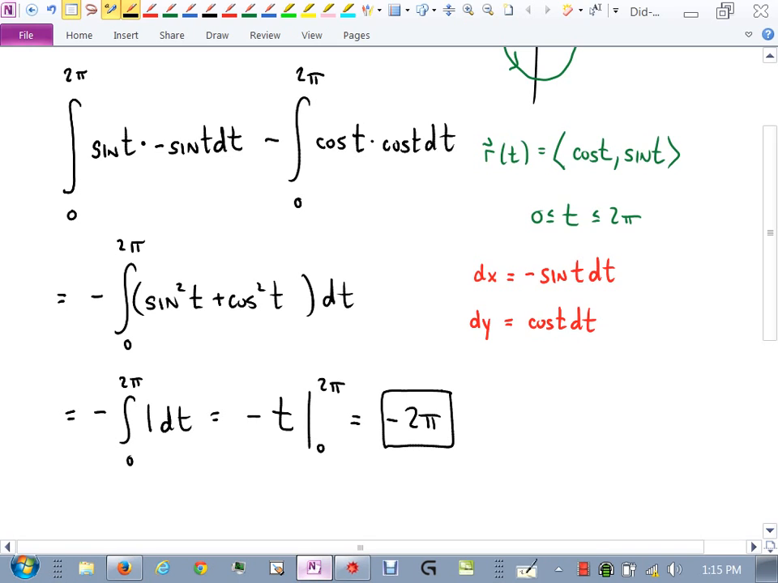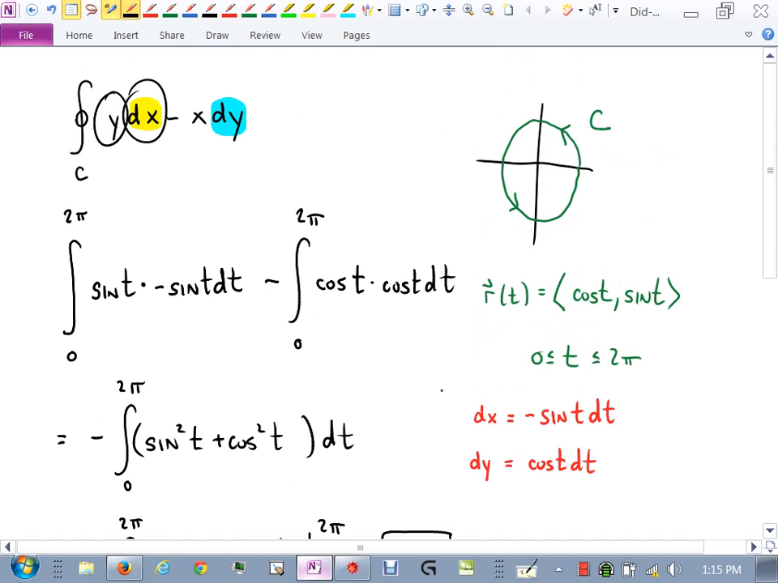That wasn't too bad, right? However, could we have used Green's theorem?